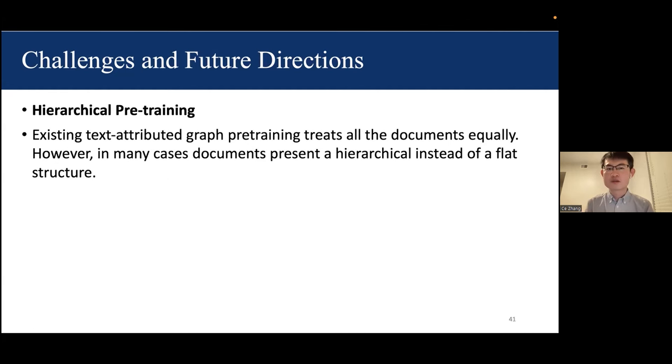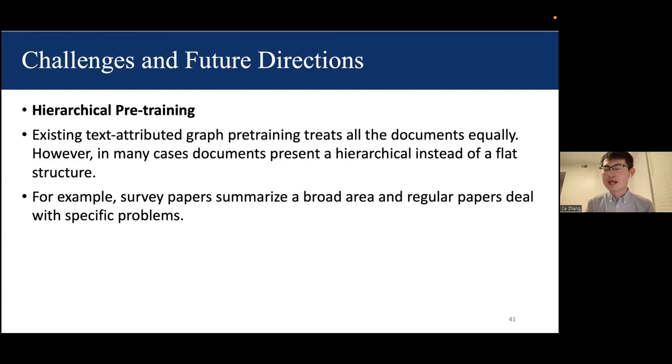Let's look at the second future direction. We have hierarchical pre-training, mainly because existing text attributed graph pre-training methods treat all the documents equally. However, sometimes documents have hierarchical structure. For example, if this is an academic citation graph, then papers may have survey papers and regular papers. Survey papers can usually summarize a broad area, but regular papers deal with specific research problems. If this is a news article corpus, then some of the news articles may report general Olympic Games, but other news articles may report a specific match or event.